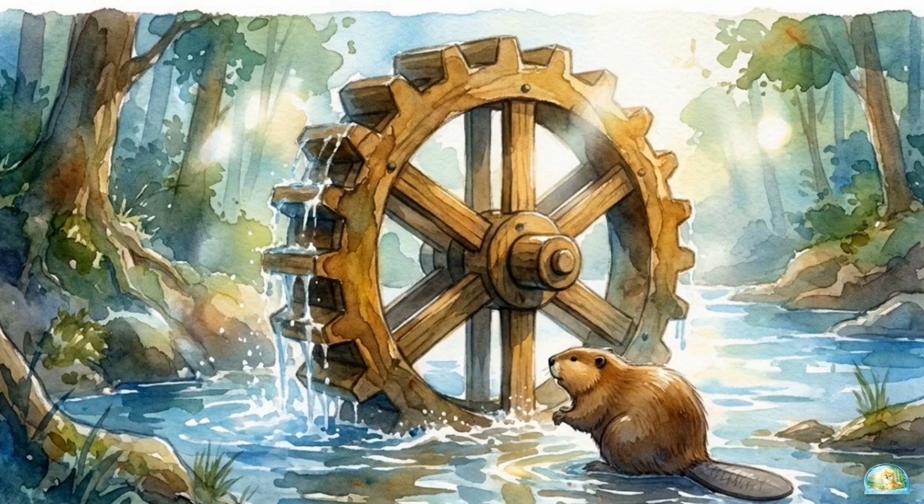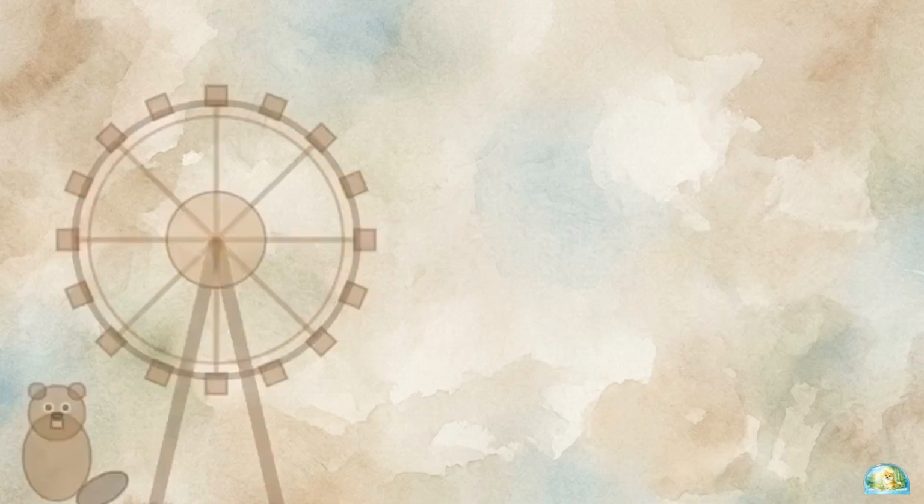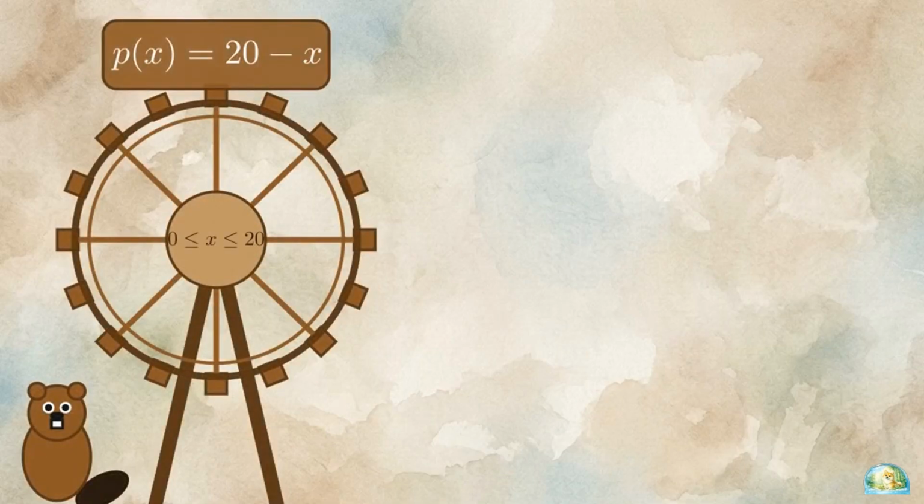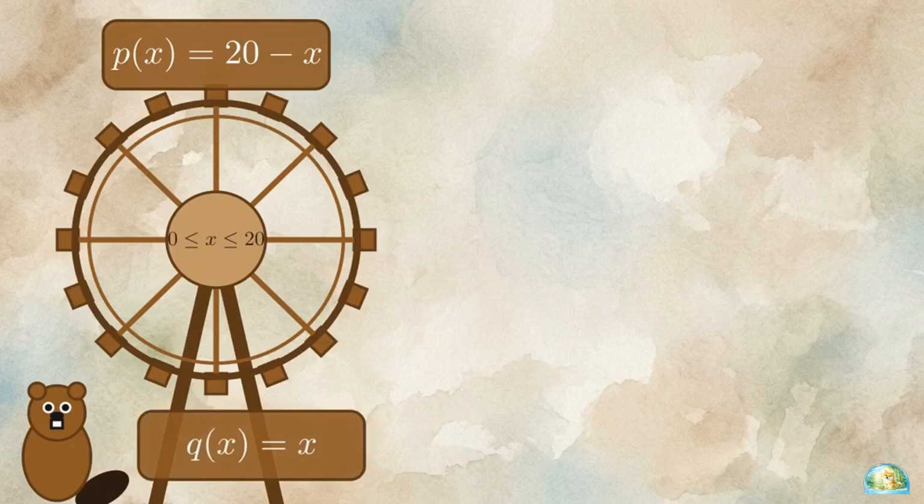Further along the waterway, Birch reaches the product wheel. This is where we model how unit price and quantity sold scale against one another. In this model, the unit price is P of x equals 20 minus x dollars when x items are sold, within a range of 0 to 20. The quantity sold is simply Q of x equals x.